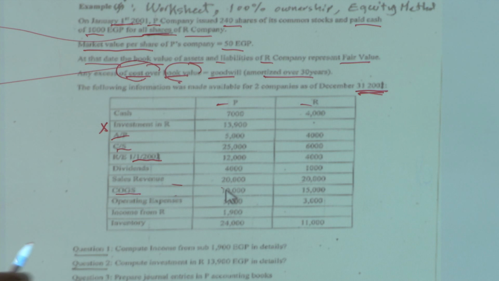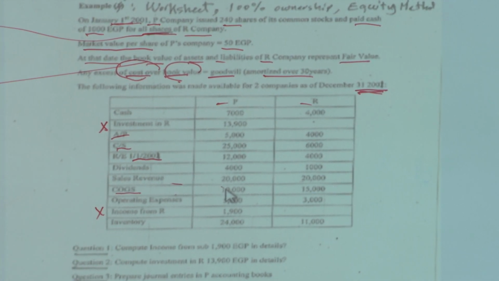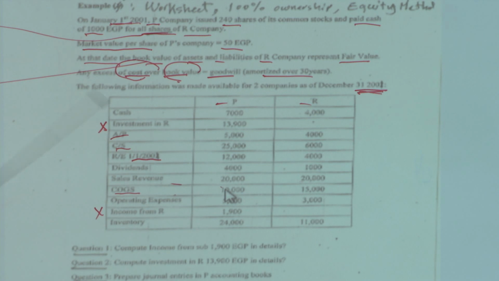After this, operating expenses. After that, the numbers, and then income from R, this one is very important too. Income from R, put X beside it, and inventory. Okay, you have all of this, and remember, that's the example I gave you.